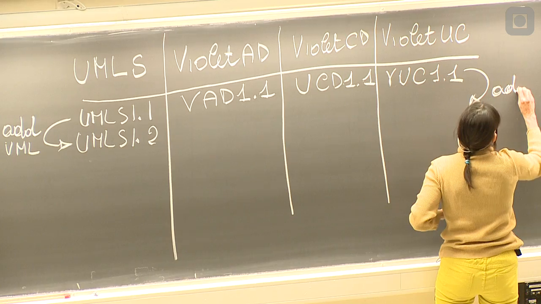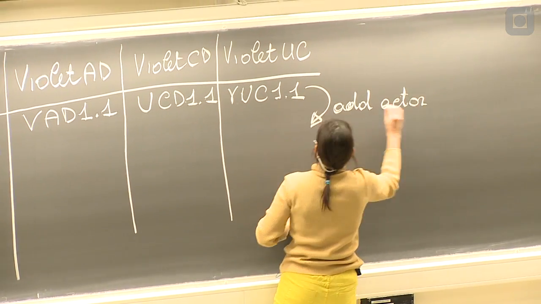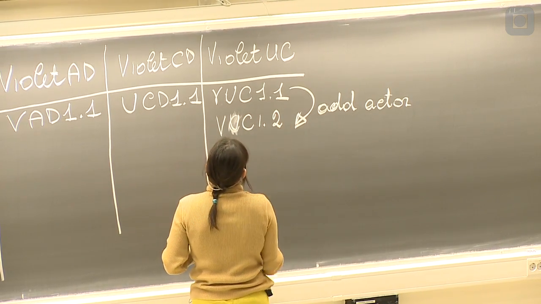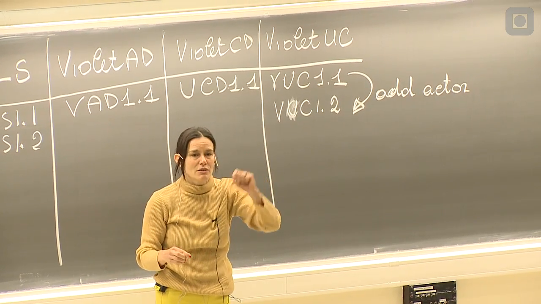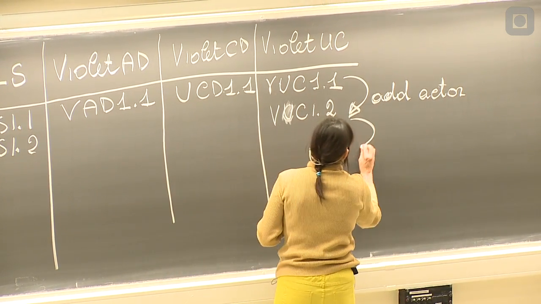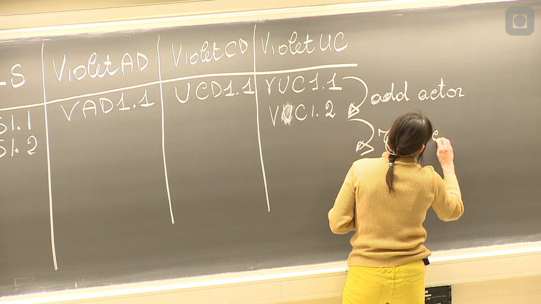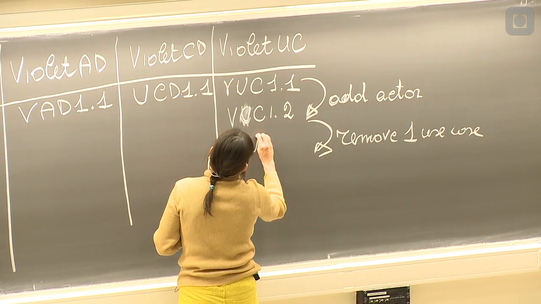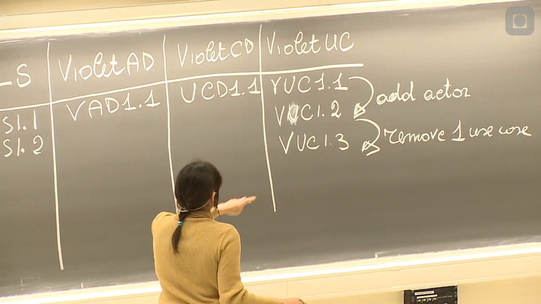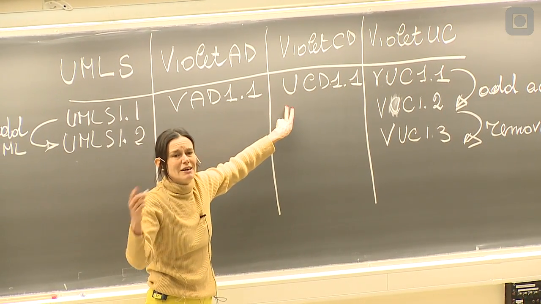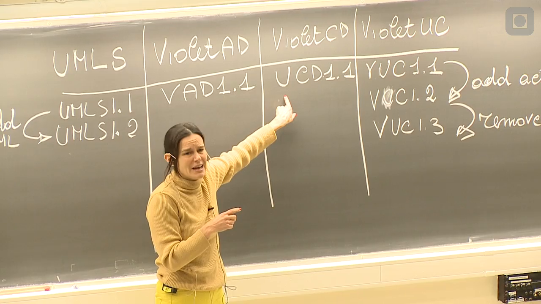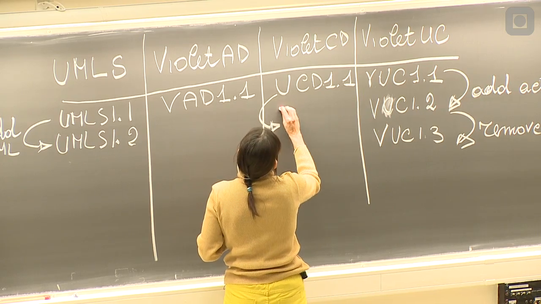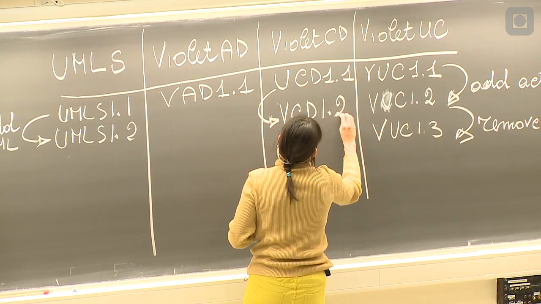I add another actor, and I produce something that is called Violet use case 1.2. And so I was not satisfied. Again, one of the use cases was redundant, it was too much, and so I removed one of the use cases and I produce Violet use case 1.3. But then, when I make these changes, I found out, oh yes, if I have fewer actors, I should remove that class that had to do with that actor, it is not relevant anymore. And so I make a change here, and this Violet class diagram becomes Violet class diagram 1.2.